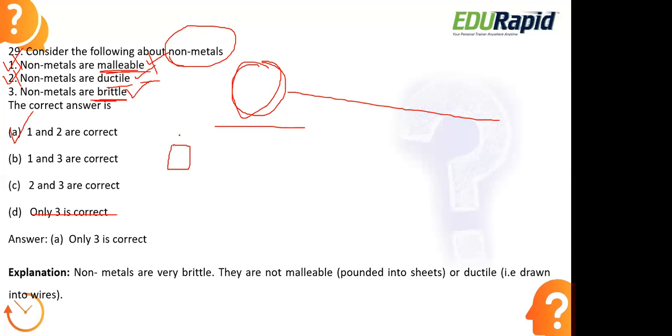Brittle means that if I hit it with a hammer, it will break down into pieces, but metals will not break. They are malleable and will get converted into thin sheets, and we can also draw them into wires. So here the right option is that non-metals are brittle in nature.